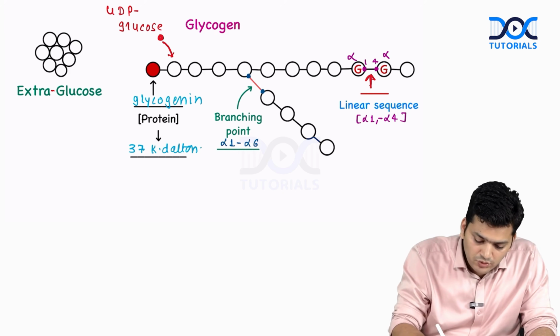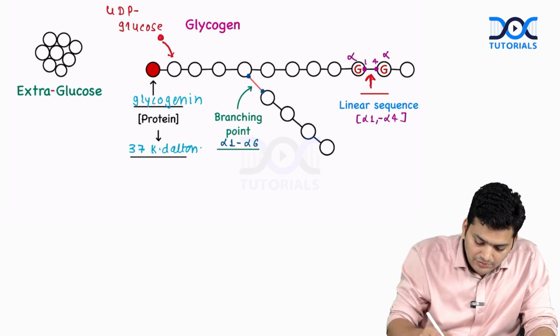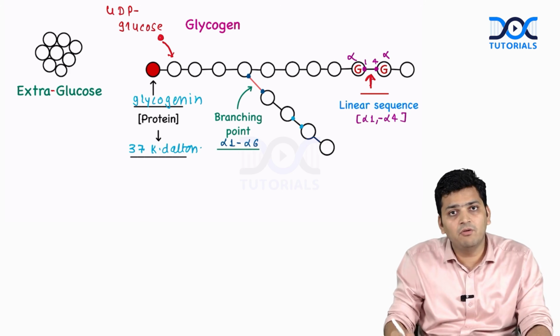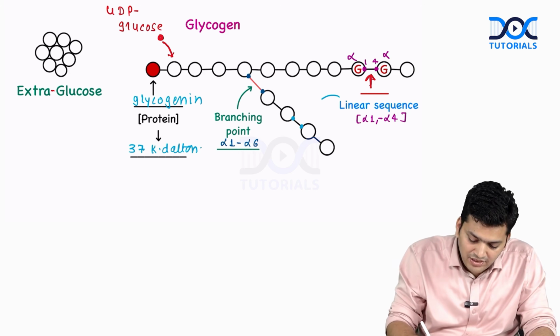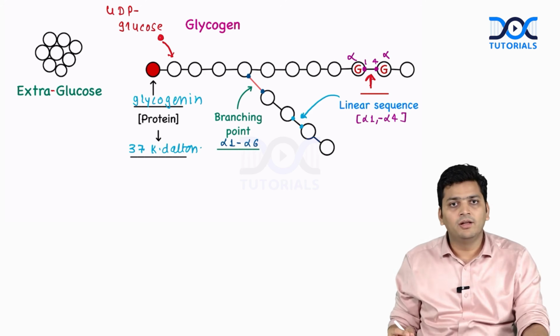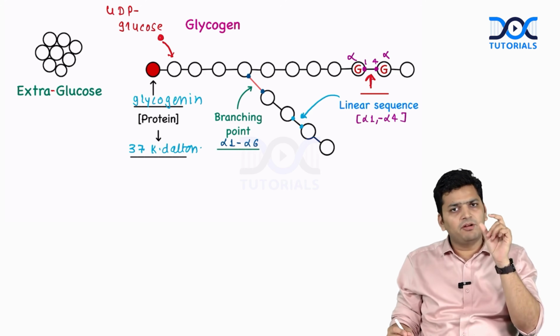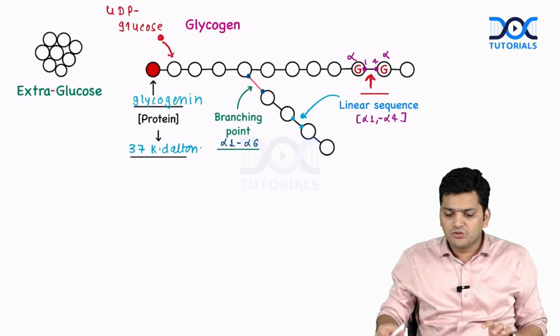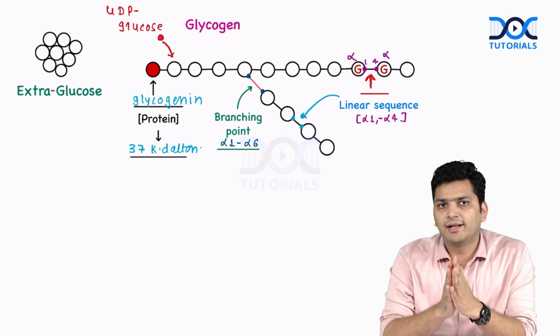So if you have understood, answer me the question: what will be the direction of the bond here? Is it a branching point or a linear sequence now? It is a linear sequence. And whenever we have a linear sequence, it is alpha 1, 4. So only at the branching point will we have alpha 1, 6. In the linear sequence, we will have alpha 1, 4. So this is the basic idea about glycogen.